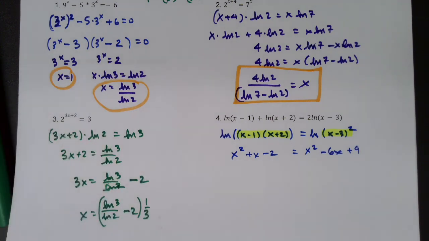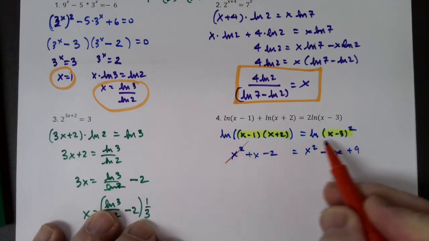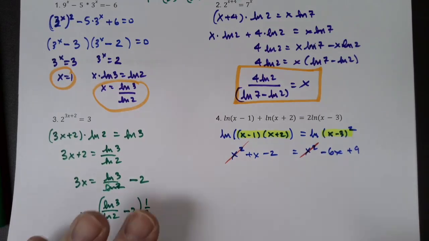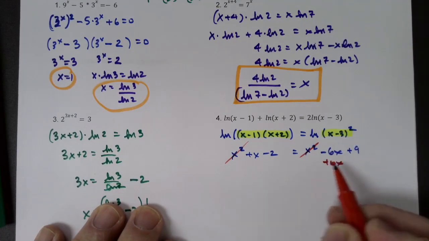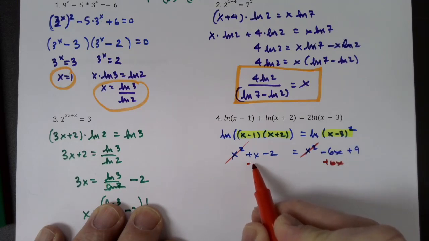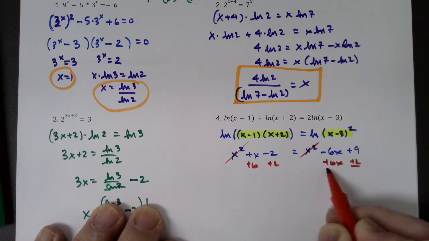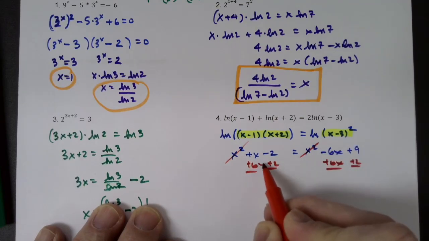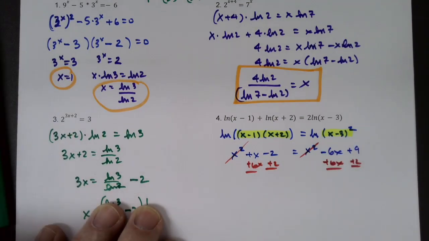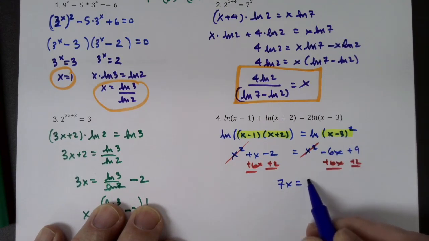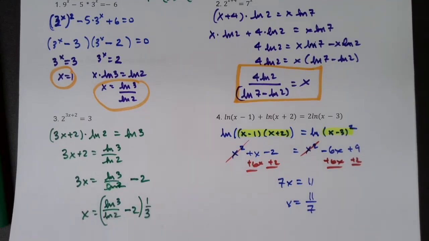Oh, I like this because I can subtract the x squared from both sides real fast, and then add the 6x to both sides. While we're at it, let's just add 2 to both sides and clean everything up. That should leave us with 7x equals 11, or x equals 11/7.